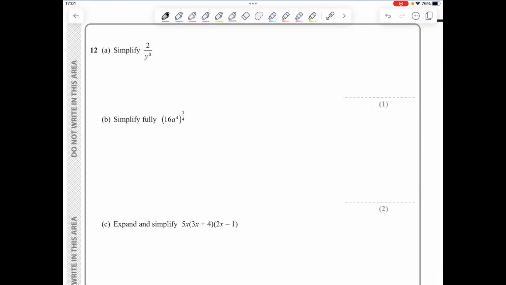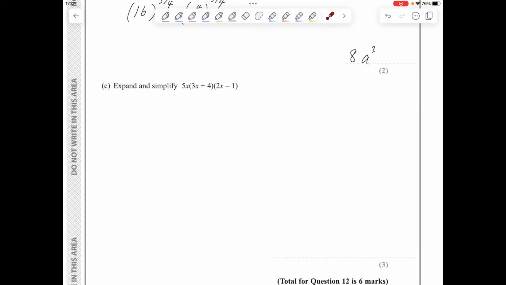For part A of question 12, note that y to the 0 is just 1. So this is 2 over 1, which is just 2. Part B, I'll split 16 and a to the 4. So 16 to the power of 3 over 4 times a to the 4 to the power of 3 over 4. The first part gives me 8. And for the second part, just multiply these powers and you get a to the power of 3.